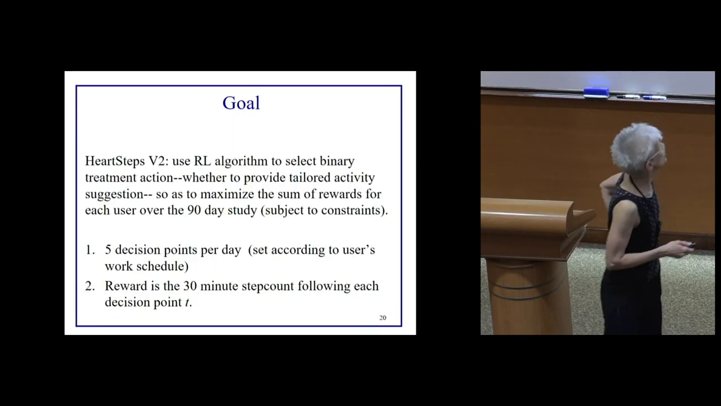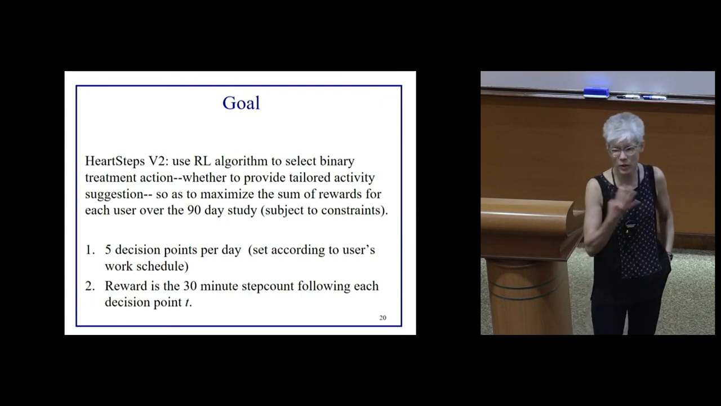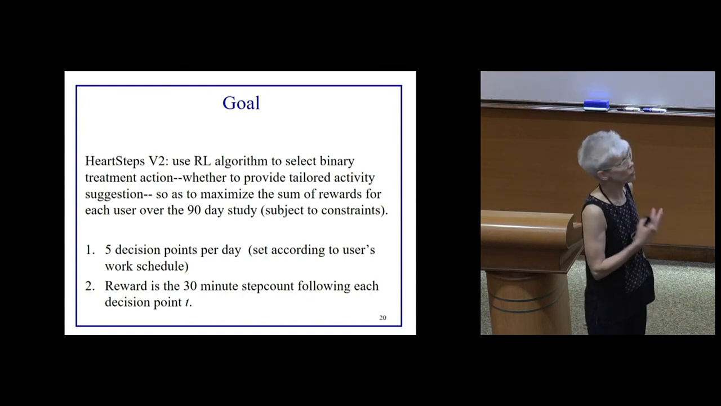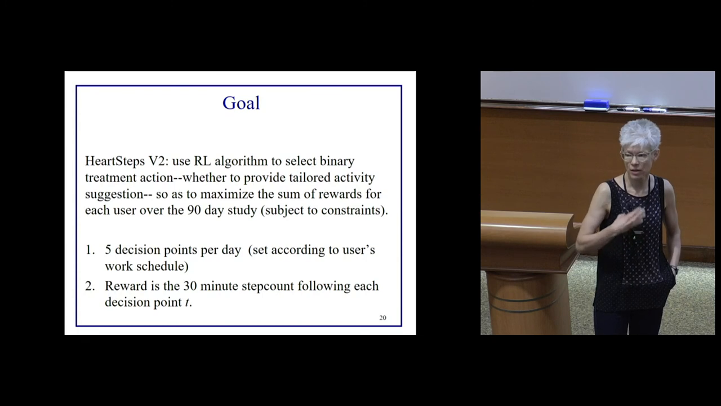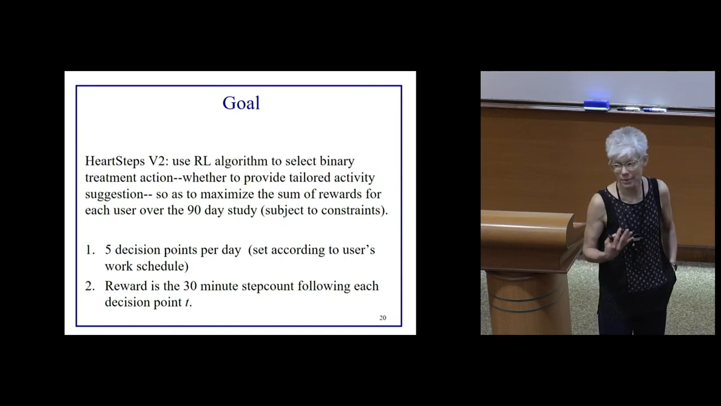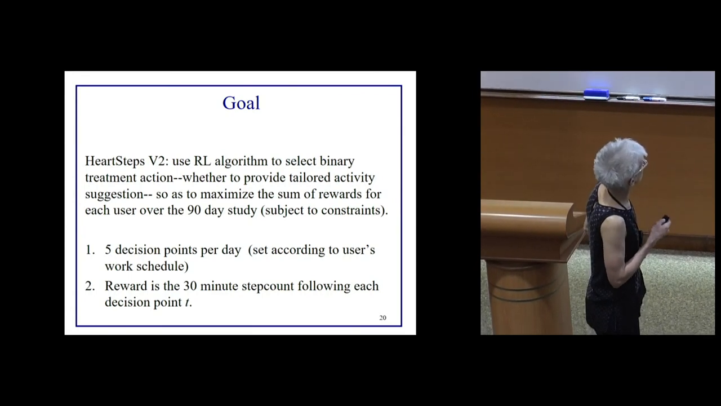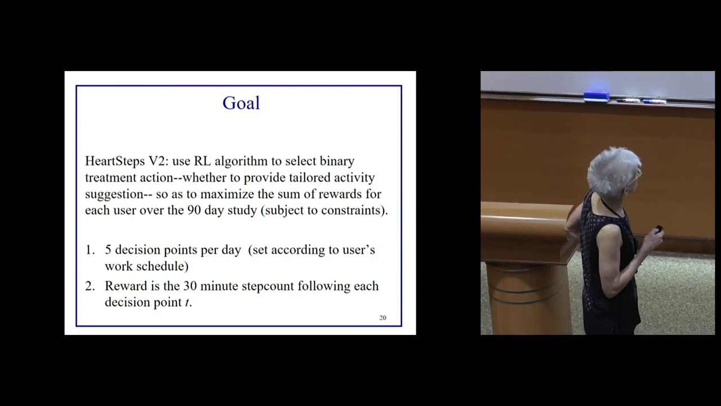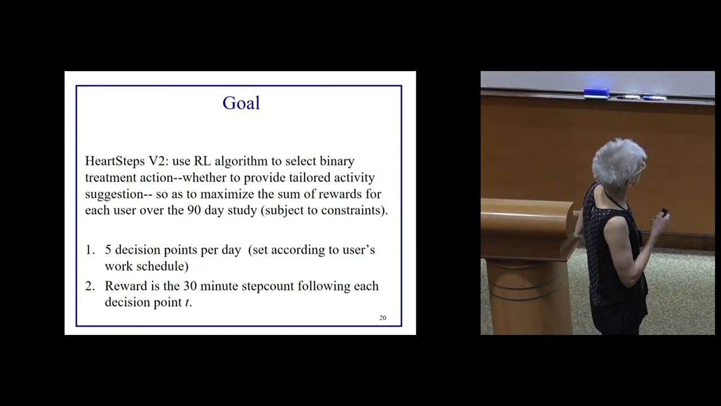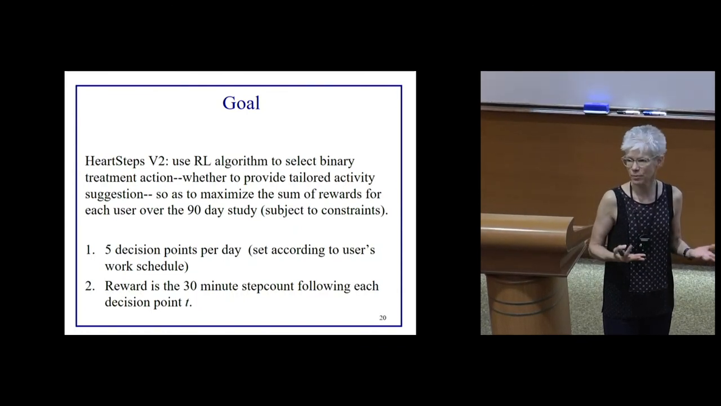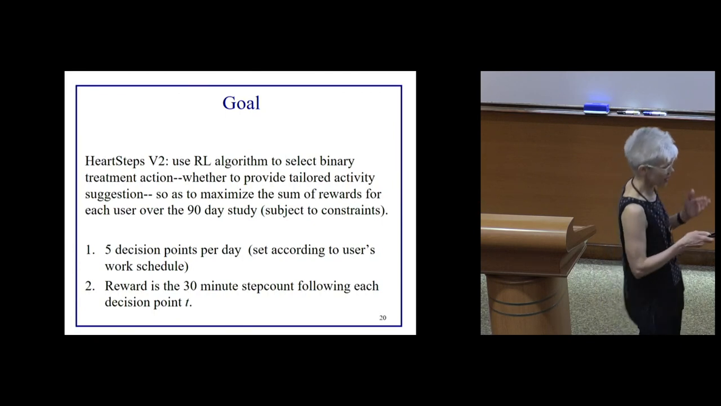Okay, so the idea with V2 is to use an RL algorithm to select whether we send a tailored activity suggestion to the person or not. What we want to do is maximize the sum of rewards. Here in HeartSteps, the reward is the 30-minute step count following each of those five times. So when I say sum the rewards, I mean sum the 90 times 5 rewards, 90 times 5 step counts. I'm just reminding us, 5 decision points per day. This is all set according to the user, so my 5 points might be different from someone else's. And the reward, like I said, is that proximal outcome, the 30-minute step count following each decision point. We want on average over the study for people to be the most active they can be, at least around these time slots.